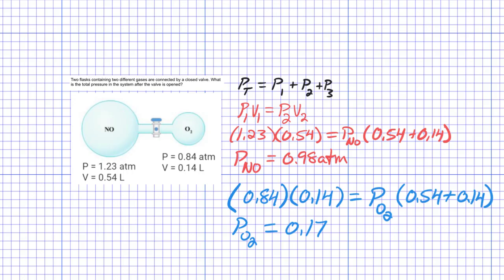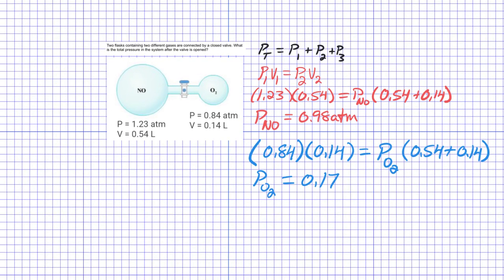Now we're going to use Dalton's law. So Dalton's law says that the sum of the partial pressures equals the total pressure of the gas. And so we're going to take the partial pressure of oxygen plus the partial pressure of nitrogen monoxide, which we just found. So it's 0.17 atmospheres plus 0.98 atmospheres, and what you end up with is a total pressure of 1.14.